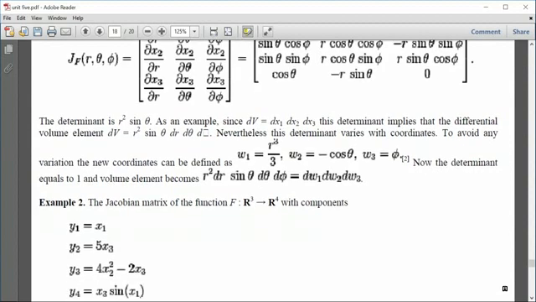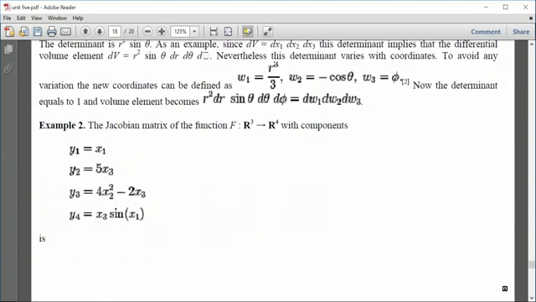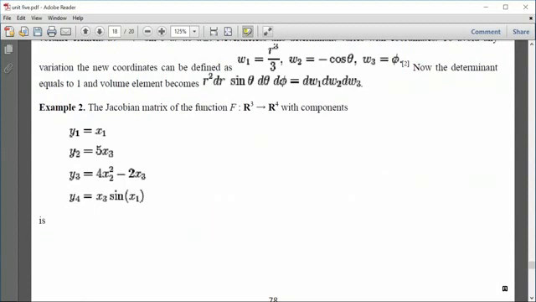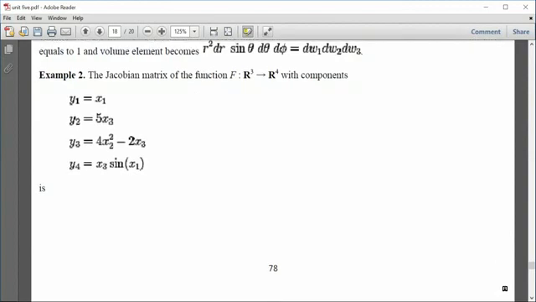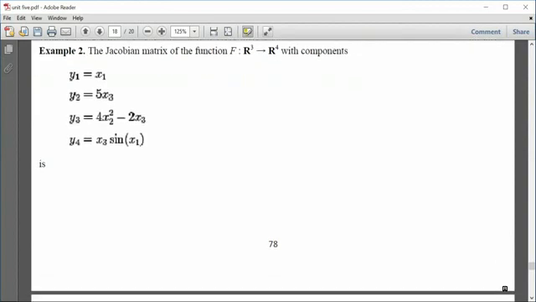Let's go to example 2. Example 2 says the Jacobian matrix of a function from R3 to R4 with components y1, y2, y3, and y4. Using the idea we have seen above, when finding the Jacobian matrix, we are going to find the partial derivatives of y1, y2, y3, and y4 with respect to x1, x2, and x3.